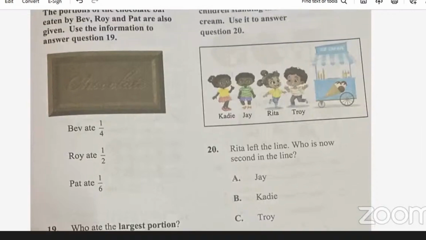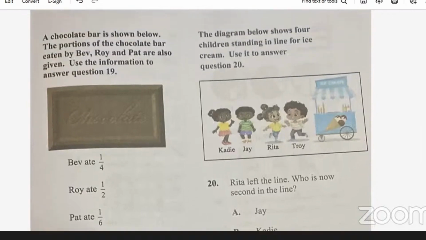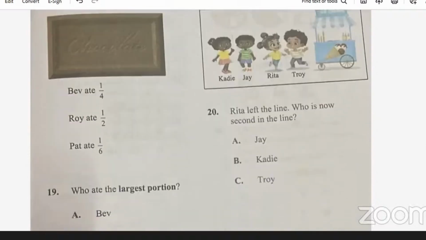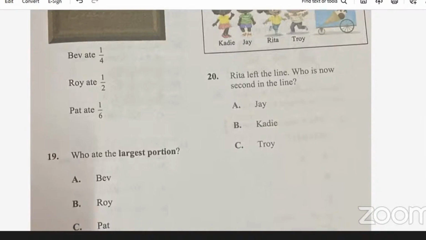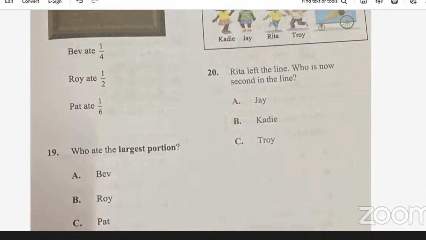Question 19 says, a chocolate bar is shown below. The portions of the chocolate bar eaten by Bev, Roy, and Pat are also given. Use the information to answer question 19. So Bev ate a quarter, Roy ate a half, and Pat ate 1/6. All right, so what's the question? The question says, who ate the largest portion? Is it Bev, Roy, or Pat? All right, so let us try to do this quickly.